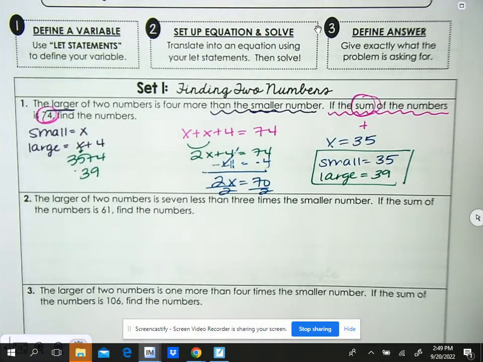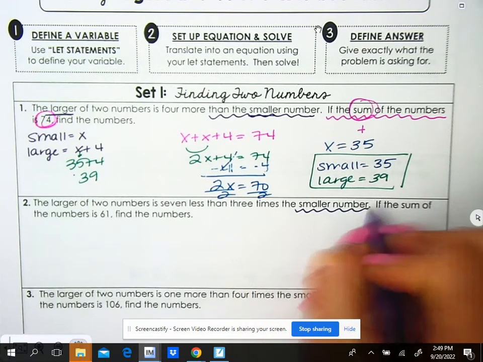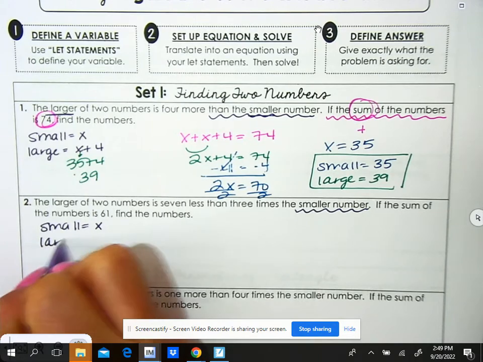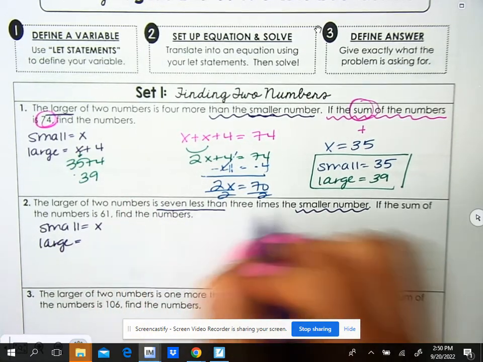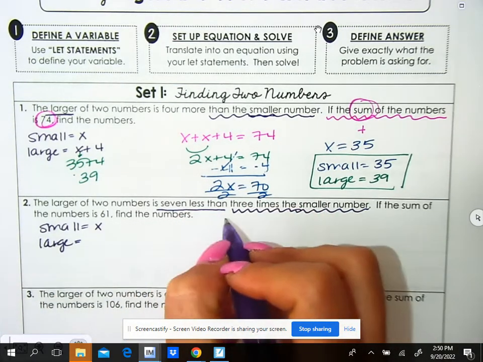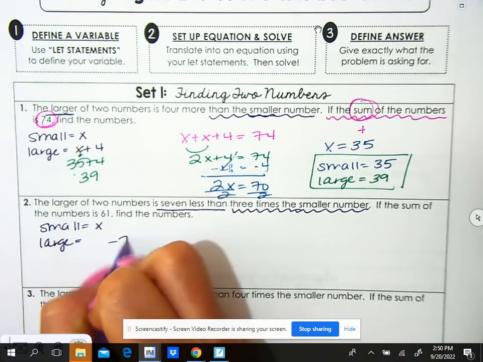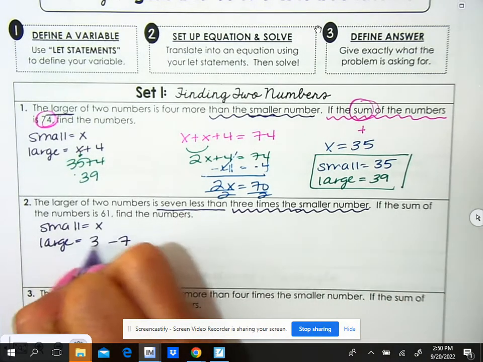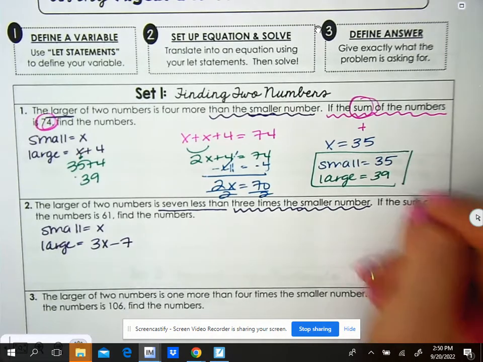Okay. Number 2. The larger of 2 numbers is 7 less than 3 times the smaller number. So again, the one that's at the end is my x. So the small number is going to be my x. And the large number is going to be 7 less than 3 times the smaller one. So remember, if it's less than or more than, it's a flipper. So we're going to go to the back. The 7 less than is going to go at the back, minus 7. And 3 times the smaller number is 3x.